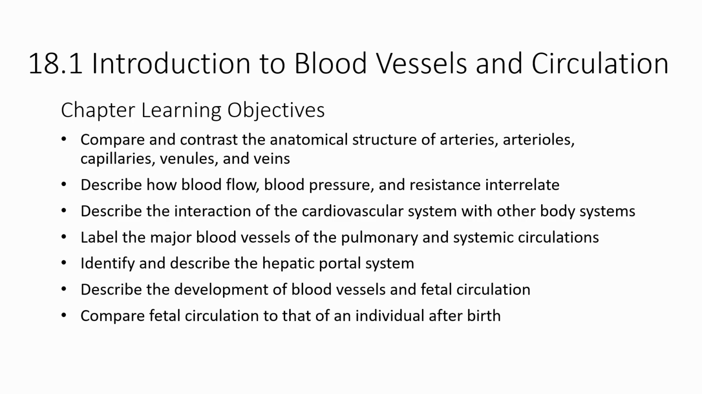So what do we want to cover in this chapter? We're going to talk about the structure of arteries, arterioles, capillaries, venules, and veins. We'll talk about blood flow, pressure, and resistance, and the relationship between those. We'll talk about how the cardiovascular system interacts with other body systems and the major blood vessels we find in the pulmonary and systemic circulations. We're going to dive in and get a little closer with the hepatic portal system specifically, and then we'll also look at the development of blood vessels and fetal circulation, and how that circulation changes from a fetus to an infant after birth.